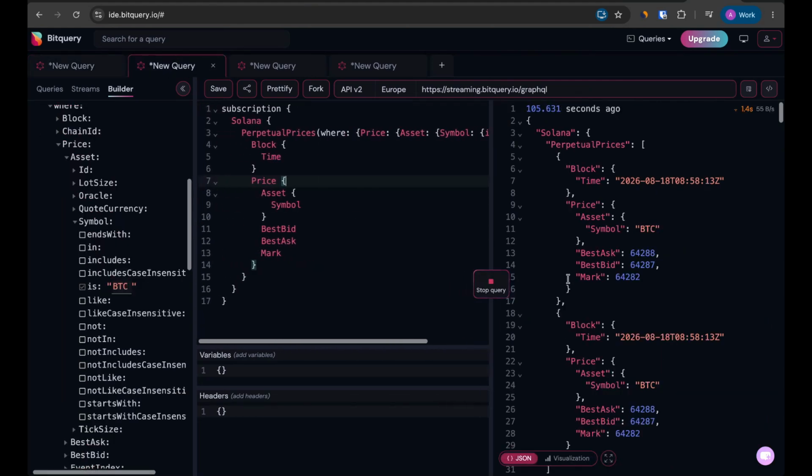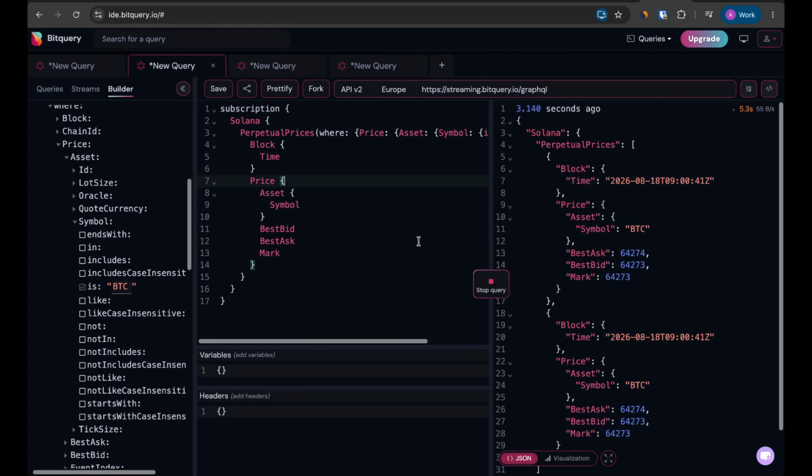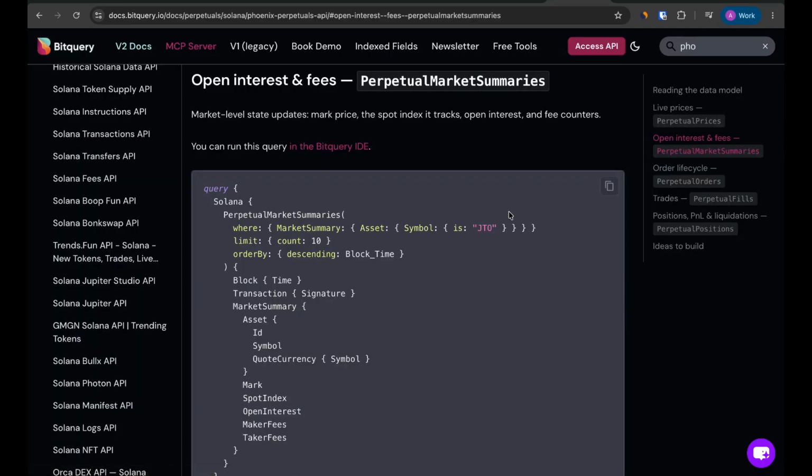Now let's turn this into a live stream for just Bitcoin. Filter by symbol, and you've got a live best bid offer feed for any market. Next, the perpetual market summaries cube. Market level state including open interest, the spot index, and fees. This gives you mark price, the spot index it tracks, open interest, and fee counters.